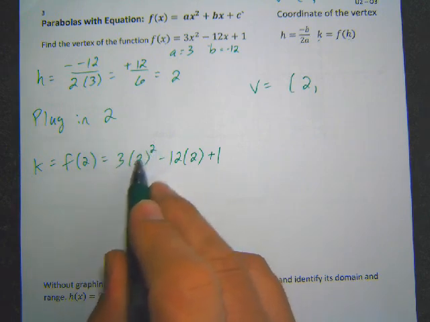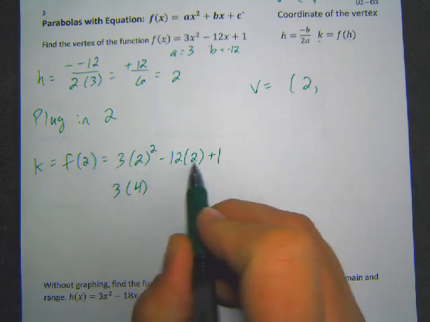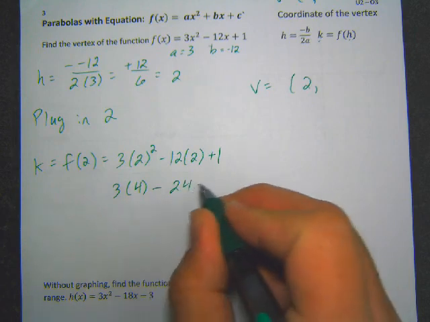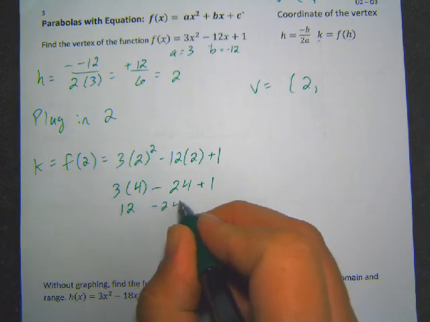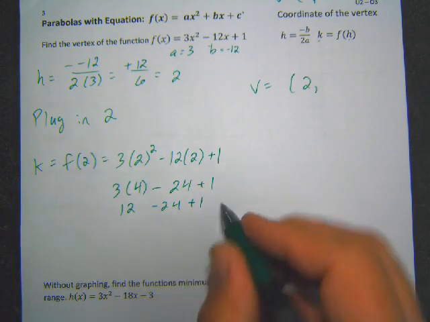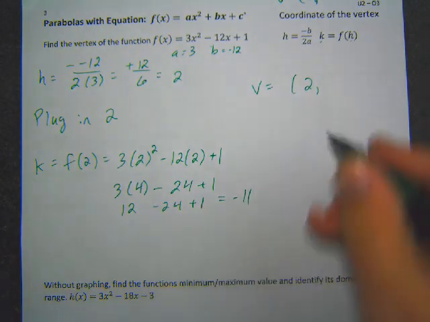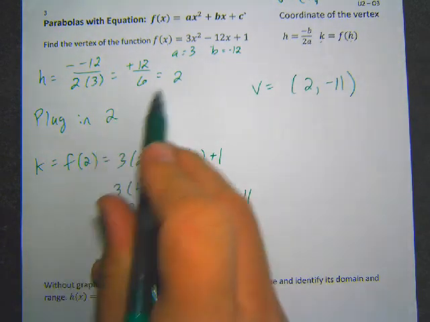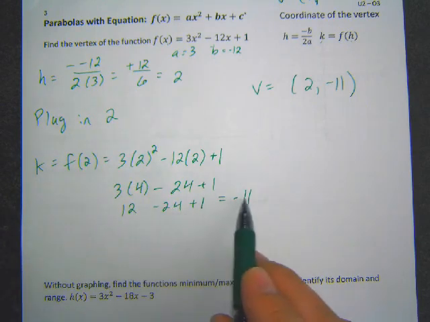So 2 squared gives us 4, so we get 3 times 4. Here I can do 12 times 2, because you multiply before you subtract or add, so I get 24, so minus 24, still plus 1. 3 times 4 is 12, so we get 12 minus 24 plus 1. 12 minus 24 is negative 12. Add 1 more, and you get negative 11. That's the output, the y value, or k. So we take the value for h, plug it in, and get the value for k.